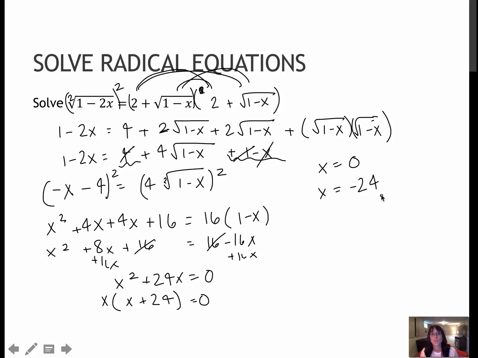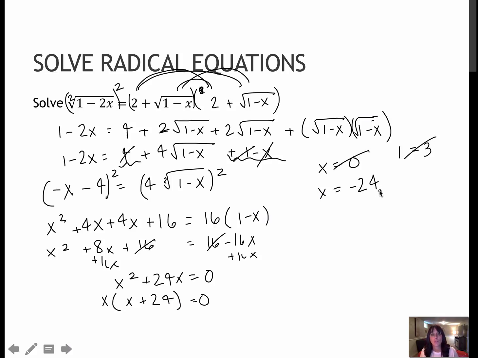I, of course, would do some work to see if they make sense, so I would plug those back in. So plugging in the 0, I would have 1 minus 0, so the square root of 1, which is 1. On the right side, I would have 2 plus 1, which is 3. And as I can see, 1 does not equal 3. So 0 is not a solution.